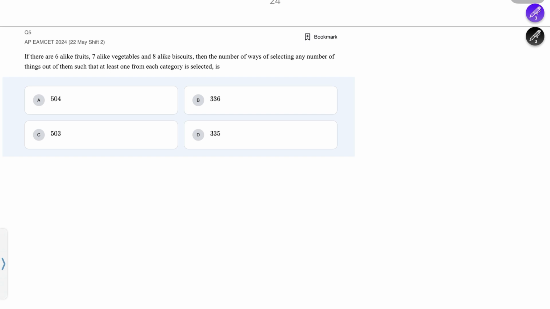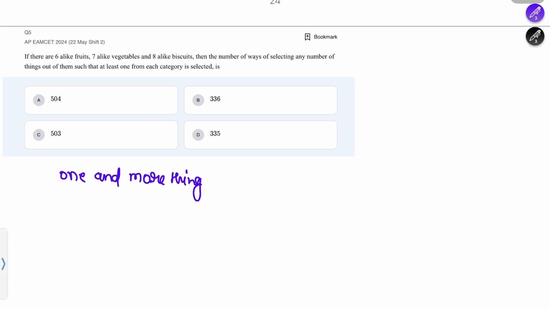Okay, so next question. The question is: if there are six fruits, seven vegetables, and eight flowers in a basket, find the number of ways of selecting any number of things such that at least one from each category is selected. So firstly, the number of ways of selecting one or more things. How to find one or more things?